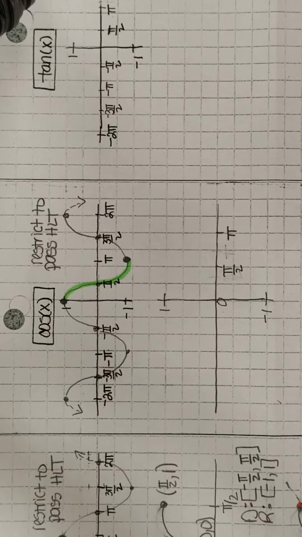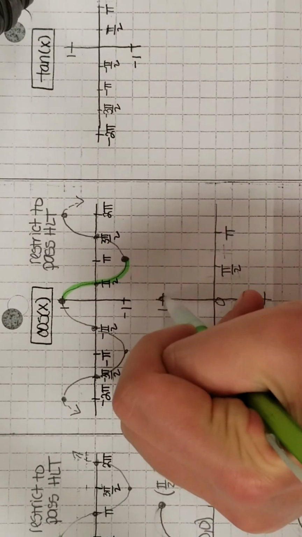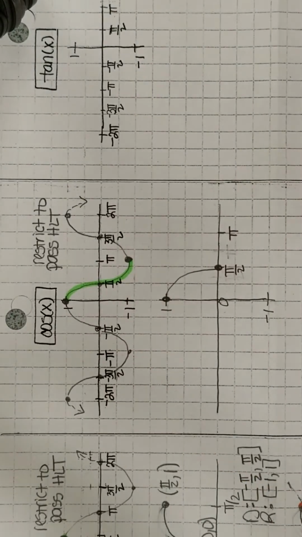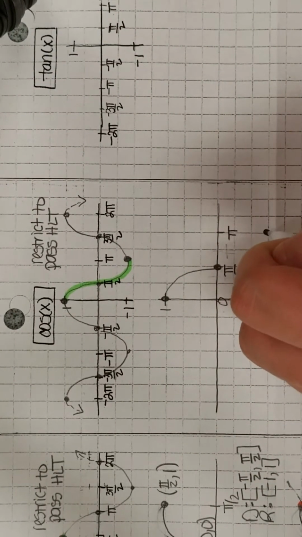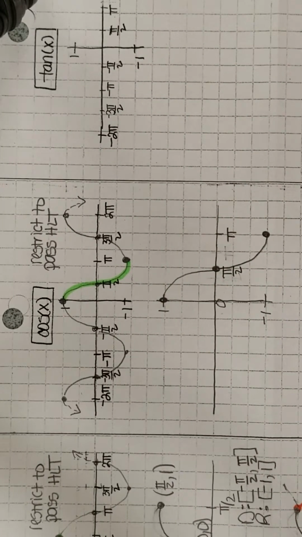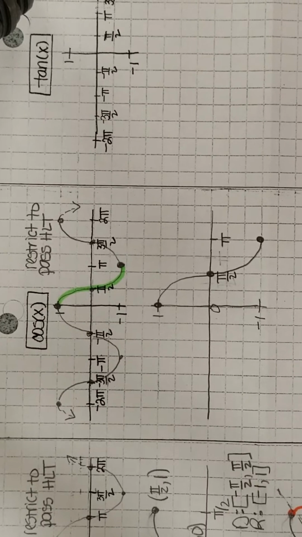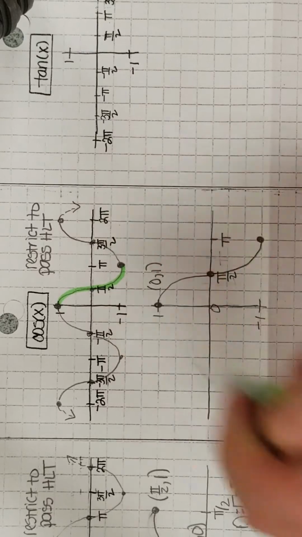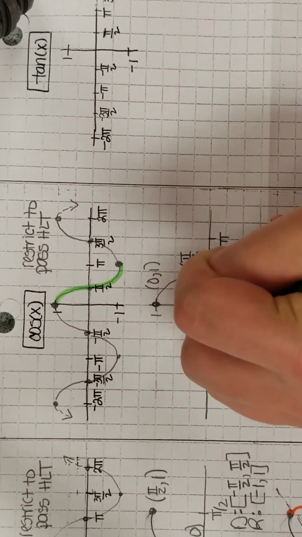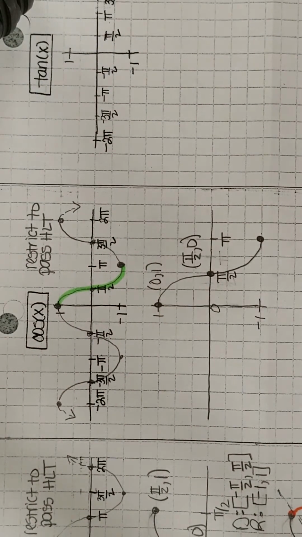So let's pull out that restricted piece. It's going to start at 0, 1, come down to pi/2, and then finish right there. It's got to stop right there. So our 3 key ordered pairs are where? Well, we have 0, 1. What else do we have? We've got pi/2, 0. And then last but not least, we have pi, -1.